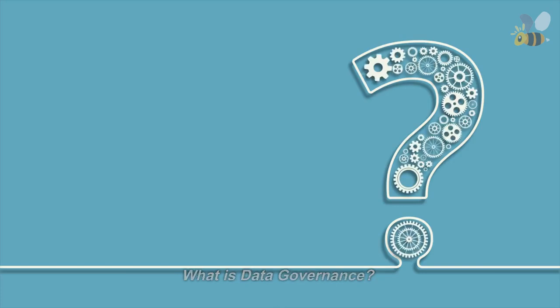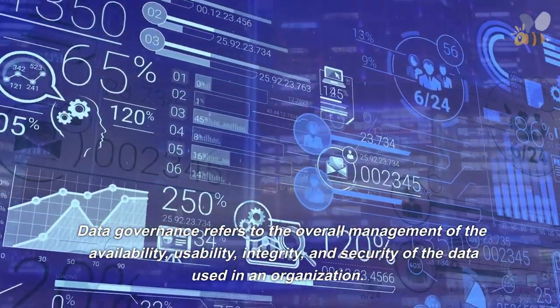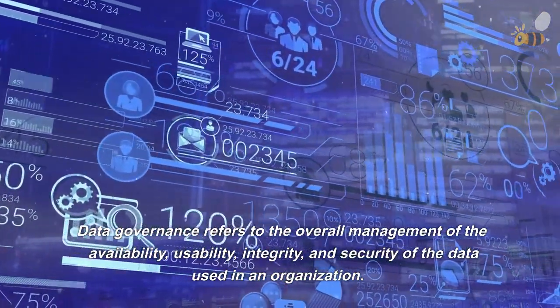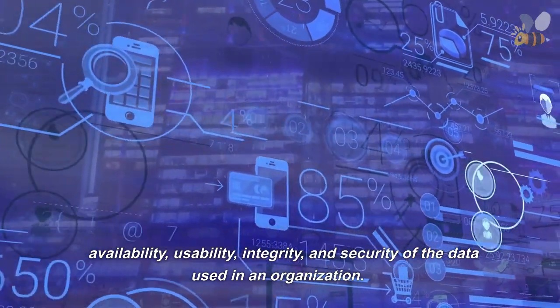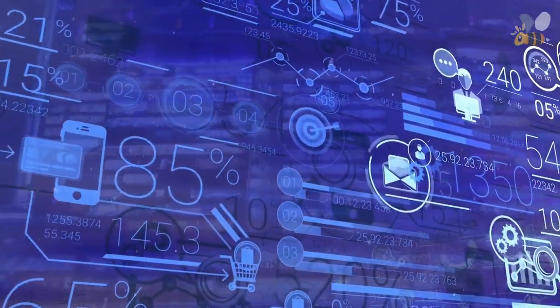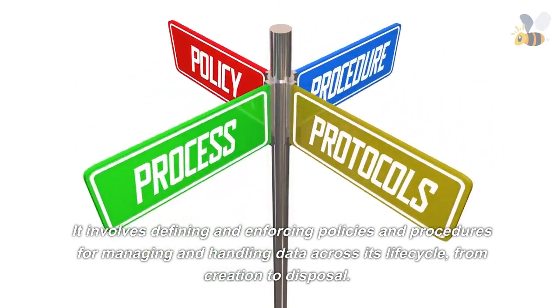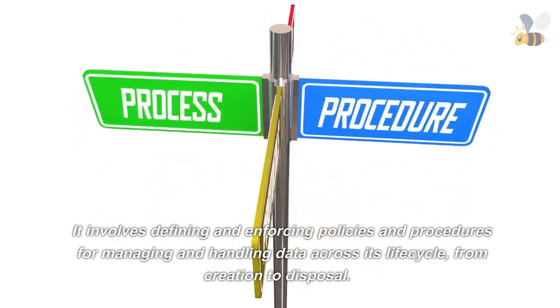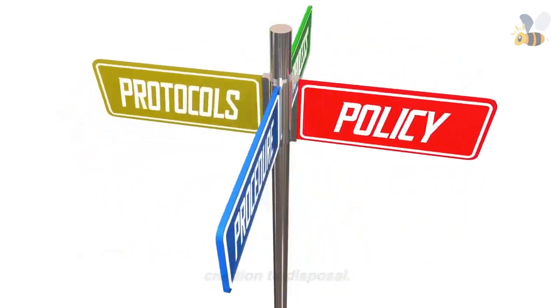What is data governance? Data governance refers to the overall management of the availability, usability, integrity, and security of data used in an organization. It involves defining and enforcing policies and procedures for managing and handling data across its life cycle, from creation to disposal.